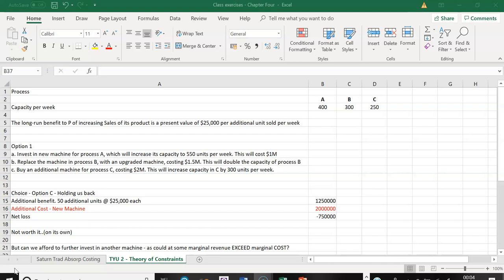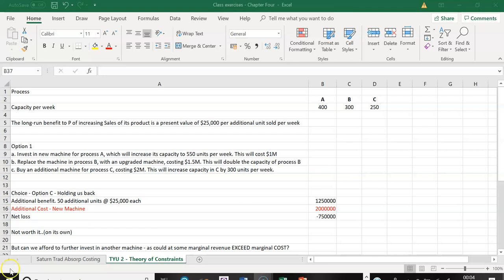So this is TYU two, Theory of Constraints, page 91, in your textbook. You'll need that, so you can pause this and have a quick read of the question to see what's going on, just to understand the thinking behind the theory of constraints. I've talked about it, but I think this is a good illustration. So pause it and read it, and then I'm going to carry on.